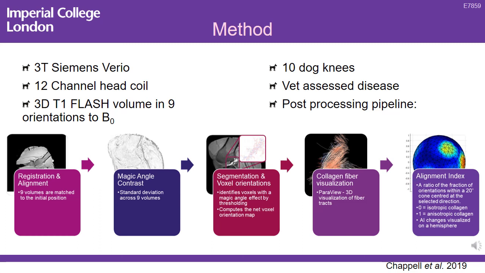Volumes were registered and aligned before standard deviation maps were computed to identify collagen-containing voxels. An interactive display was used to measure the standard deviation ranges of voxels and segment areas with higher standard deviations. The net collagen orientation of the voxels was displayed as fiber orientation vector maps and ParaView vector glyphs in 3 dimensions. Finally, knees were dissected and photographed by the vet.